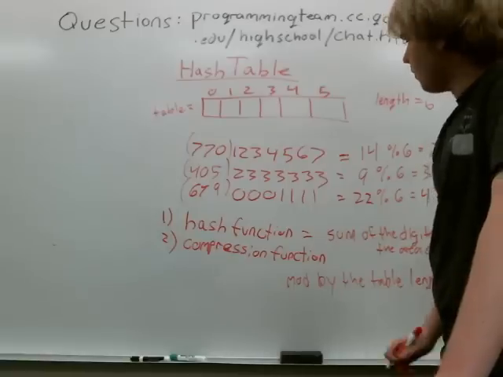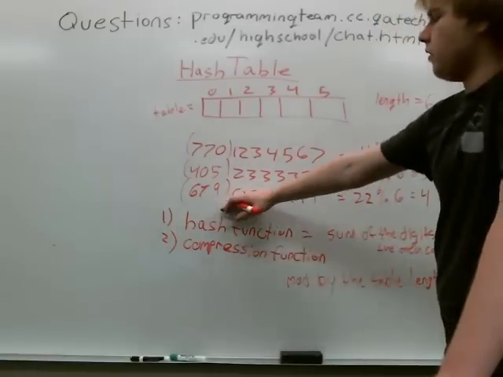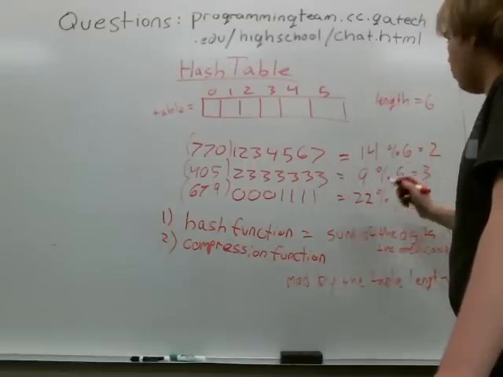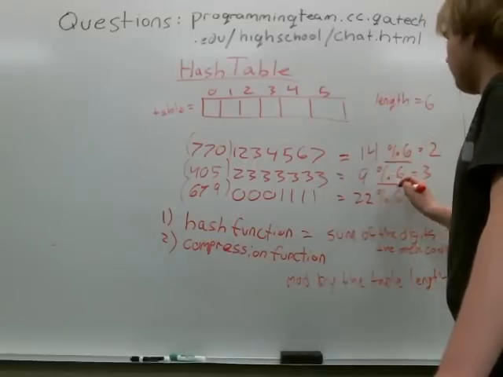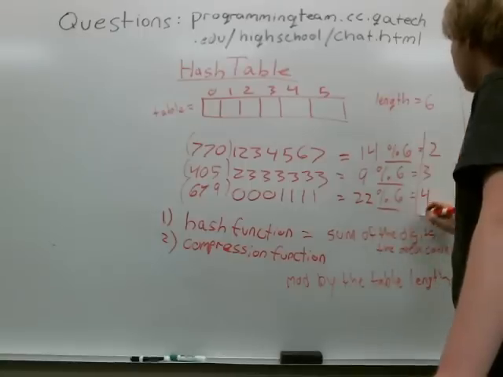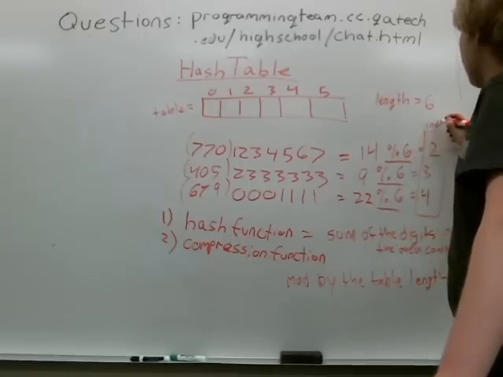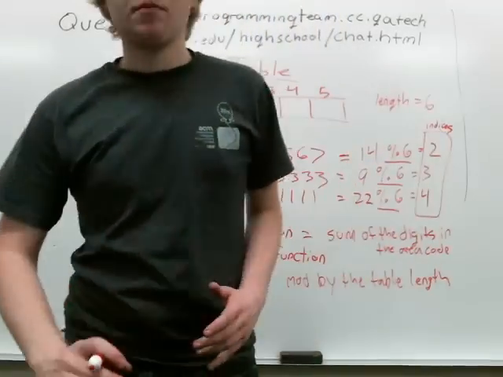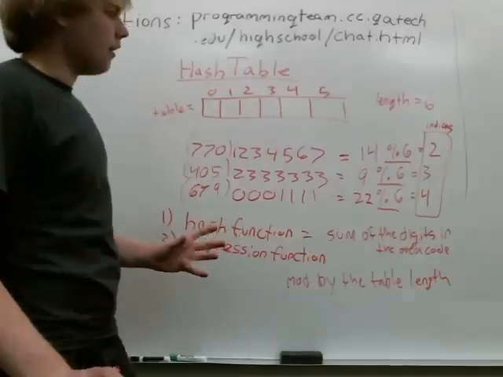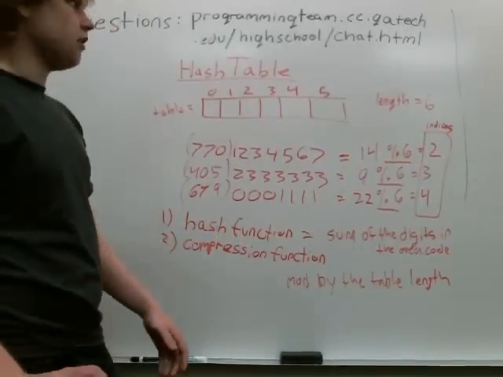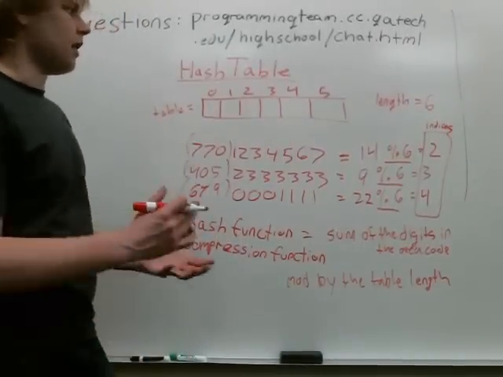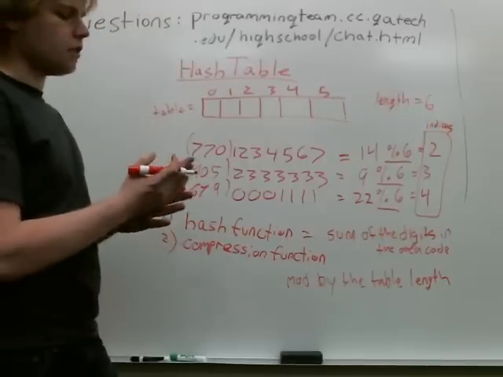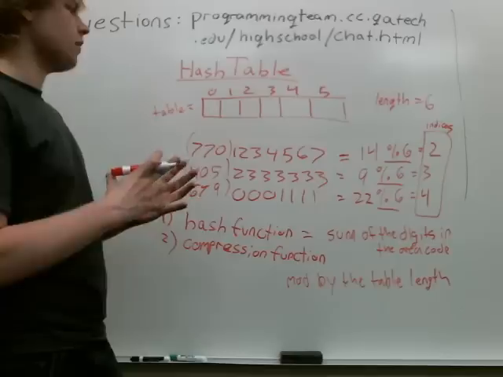So we hash the telephone number to 14, 9, and 22. And then we compress it using this mod function. And then this gives us our indices. So we've basically just mapped all of these objects to indices. As you could see, they're not necessarily unique. It is possible for there to be collisions. But in general, if we have a good hash function, we would like to believe that most of the time they will be unique.